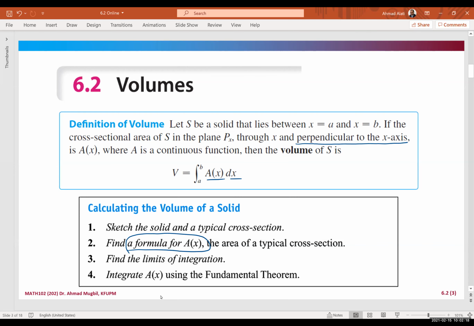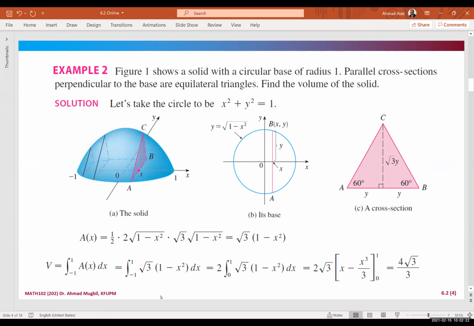After that, you will integrate the area of the cross section. If you remember, this is one of the examples that we solved, about a solid with a circular base. The cross section here is a triangle. It could be a rectangle, a square, a semicircle, whatever. So now your task will be to find the area of this triangle.